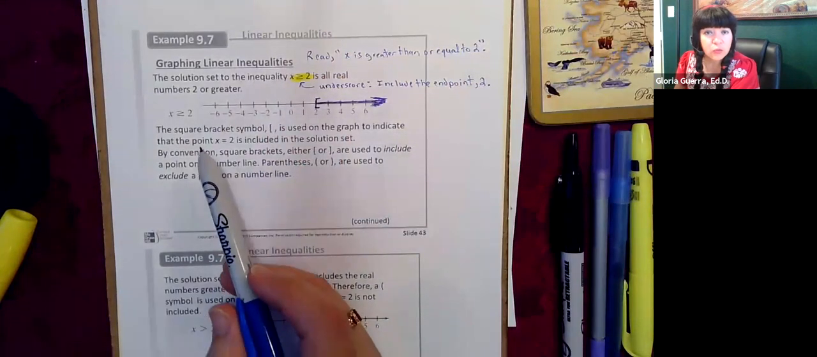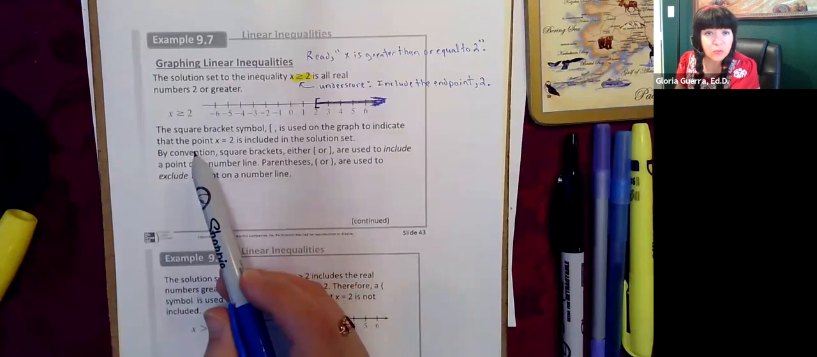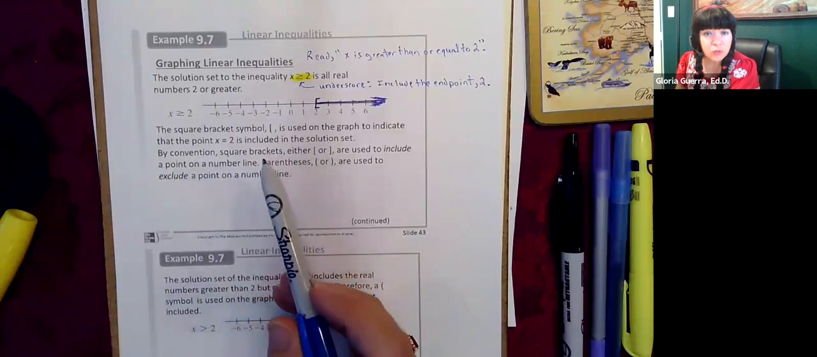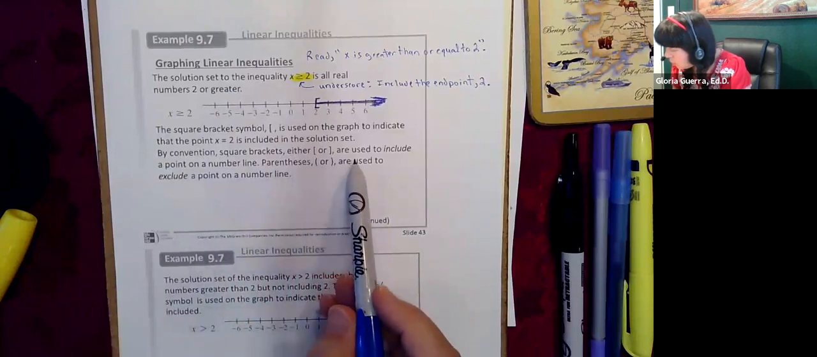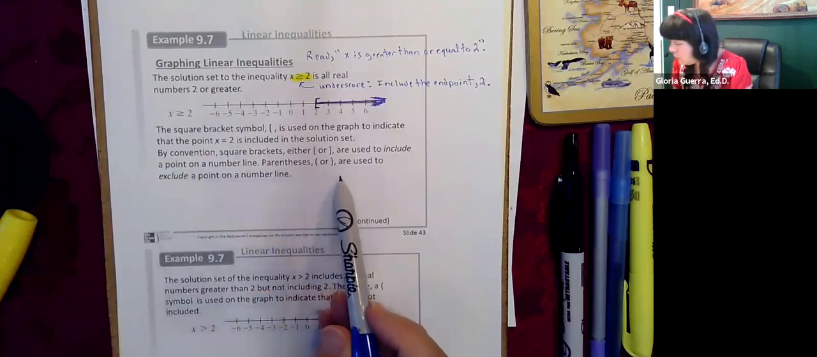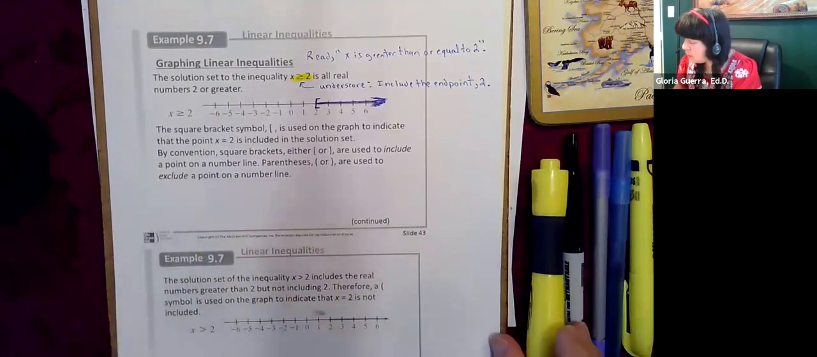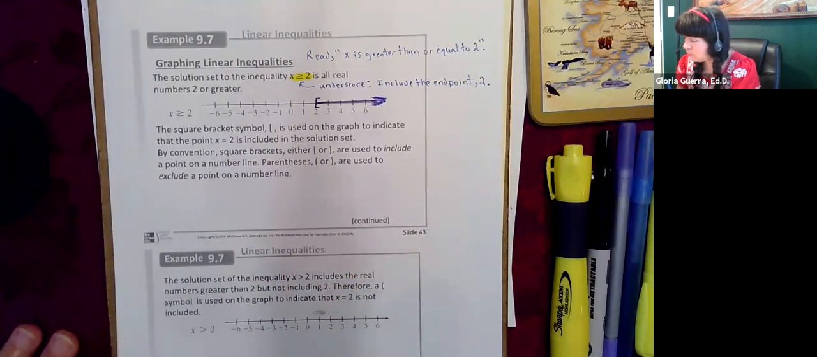It does say the square bracket symbol is used on the graph instead of the parentheses to indicate that the point x equal 2 is included in the solution. By convention, square brackets, and they have them here shaped, are used to include a point on a number line. Parentheses, and they have examples here, are used to exclude a point on the number line. So if you have parentheses, the graph will approach very close to that endpoint, but it won't actually include it, won't actually touch that. So it approaches it.